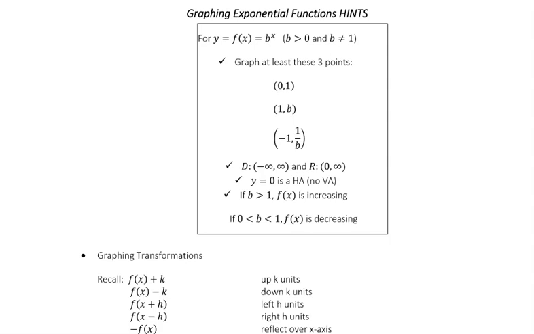So if we have b to the x, and again, b has to be greater than 0, b can't be 1, as long as we have that, then our 3 points that we're going to graph are going to be 0, 1, 1, comma, whatever the base is, and -1, comma, 1 over that base. So flip it upside down.